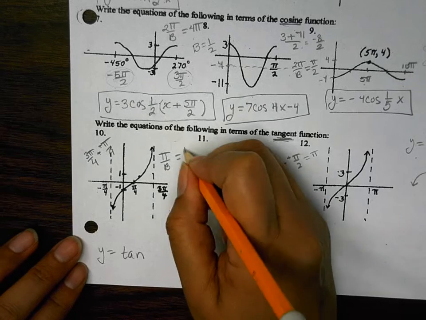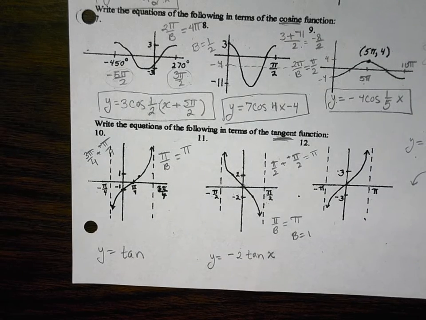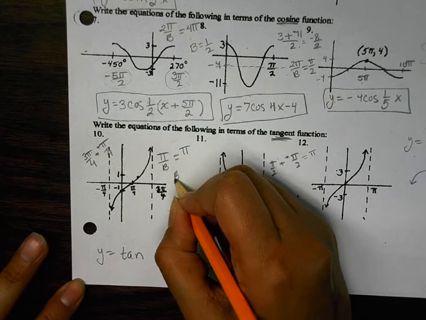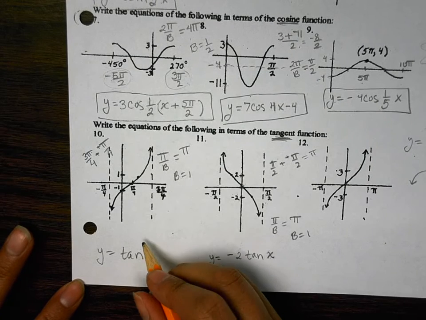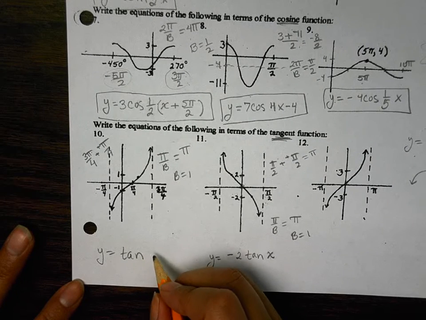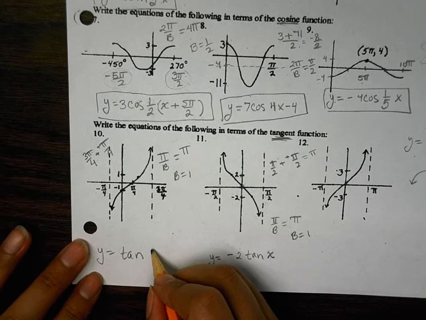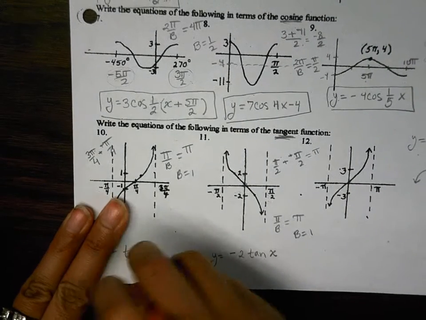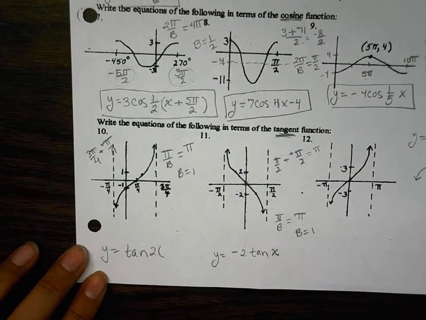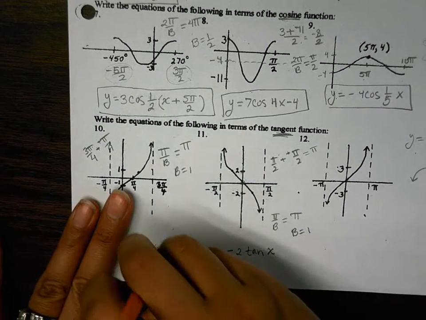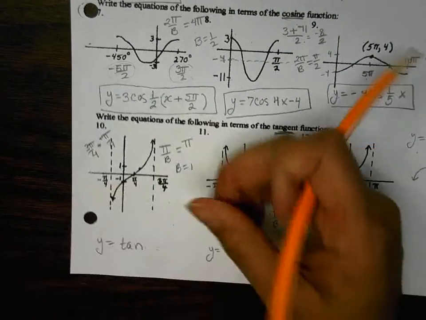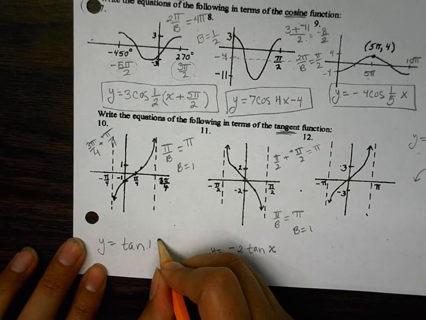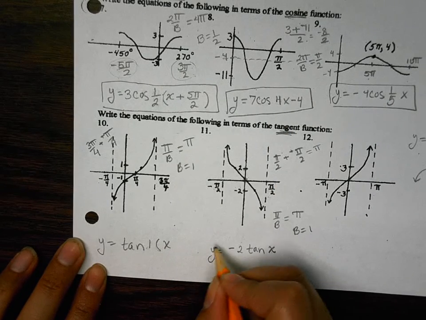Pi. Is this kind of easy like the last one? It is. Pi over what equals pi? B equals 1. So now I don't have to write the 1, but let's pretend it was 2. Would I put it inside the parentheses or outside? Outside. So if it was a 2, I'd do something like this. I do not put it inside. I can, but it requires more work. Okay, so 1, I'll just leave it there for now. Parentheses, x.